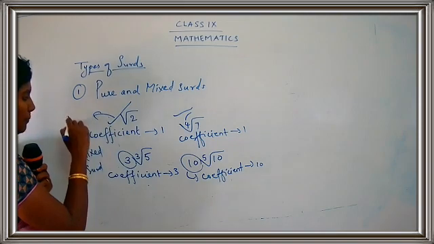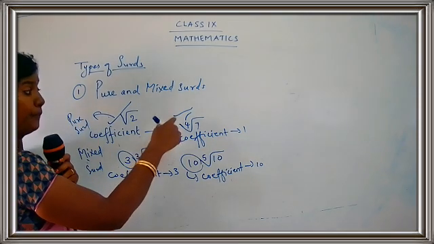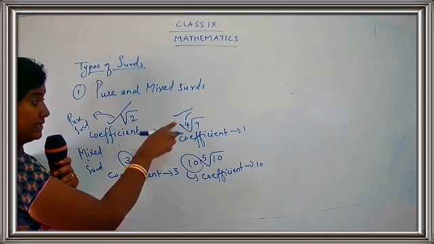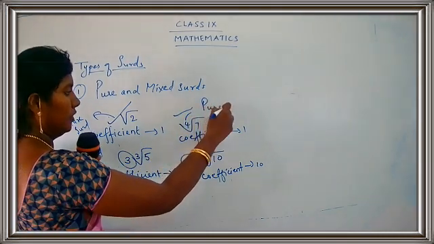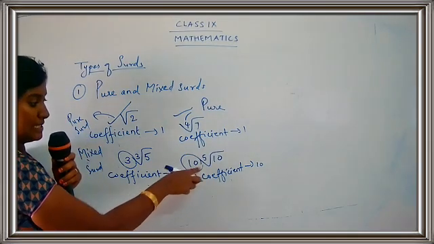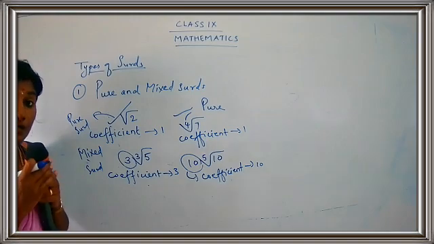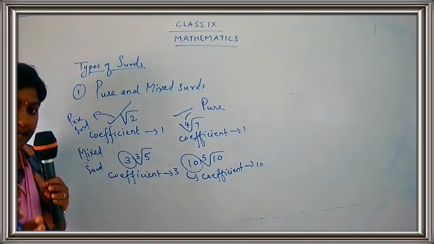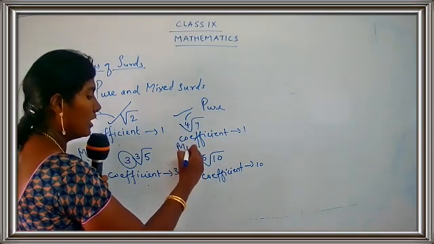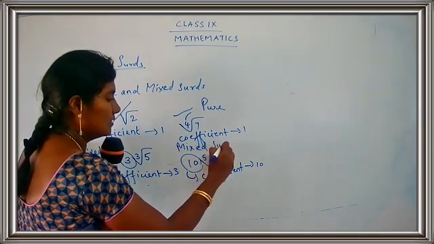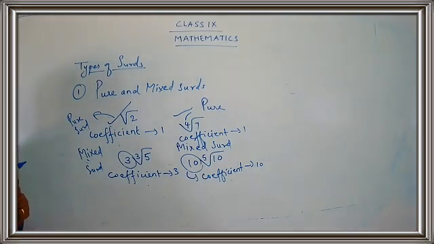And this is a pure surd. Why is it called a pure surd? Because the coefficient is 1. What about this number, children? What about this surd? Yes, the coefficient is other than 1. What is the coefficient? The coefficient is 10. Since the coefficient is other than 1, you have to call it mixed surd. What type of surd is it? It is a mixed surd.